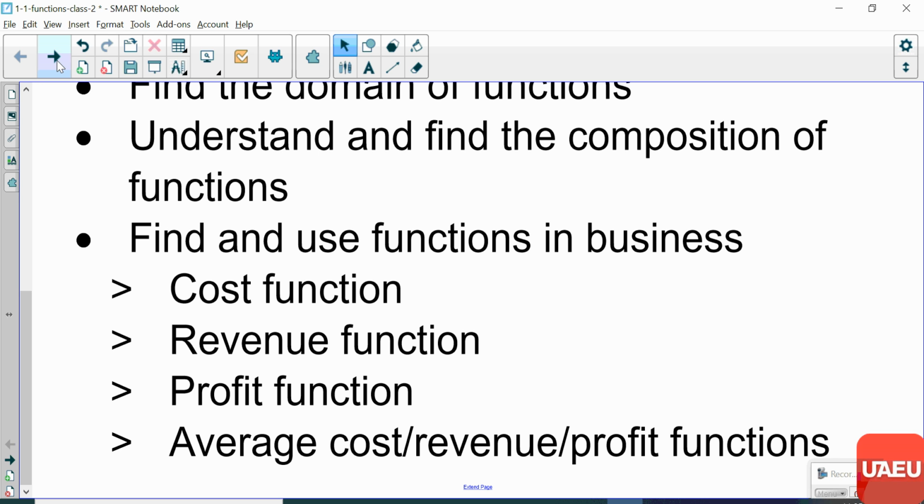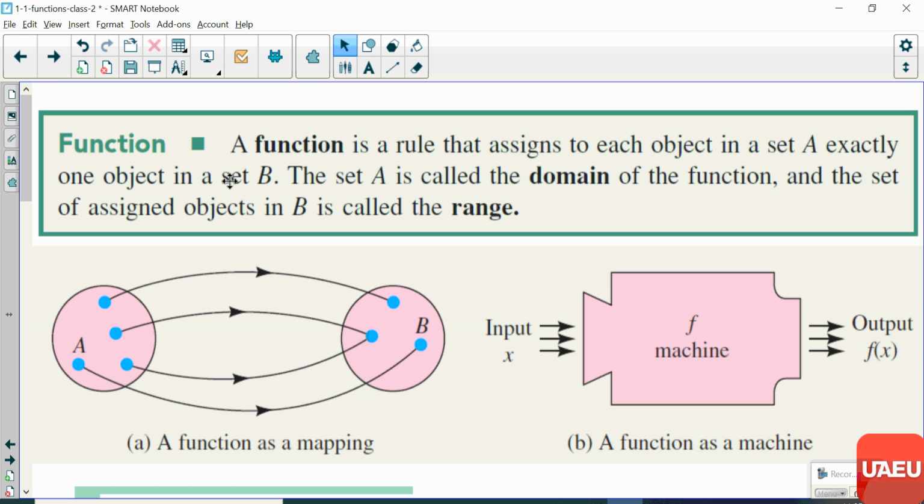Having done that, we just want to look at a few issues in the course. First of all, we want to define what a function is. A function is a rule that assigns to each object in a set A exactly one object in a set B. The set A is called the domain of the function, and the set B is assigned objects, and it is called the range.